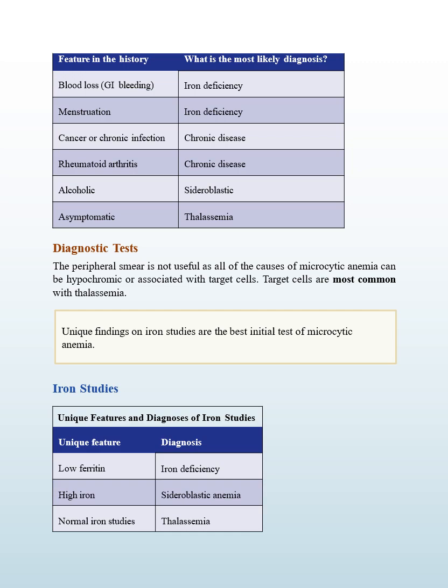On the lower part of the slide, we discuss different types of iron studies, results, and possible diagnosis. If we have a low ferritin, it's usually iron deficiency. If we have high iron, we have a sideroblastic anemia, and if we have normal iron studies, it's usually thalassemia. Let's go to slide number 10.